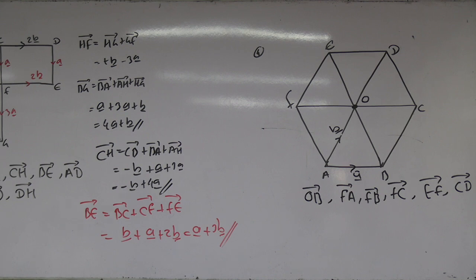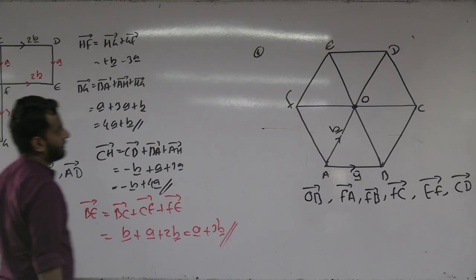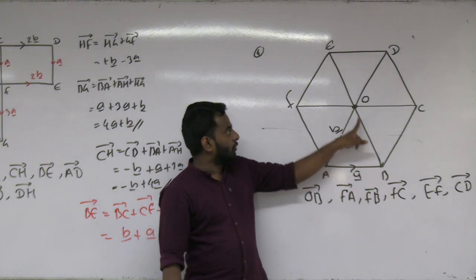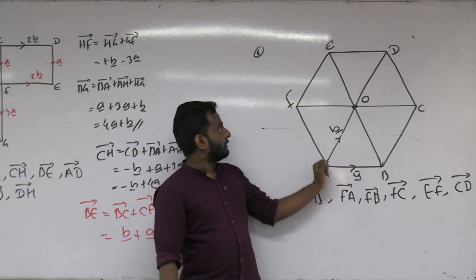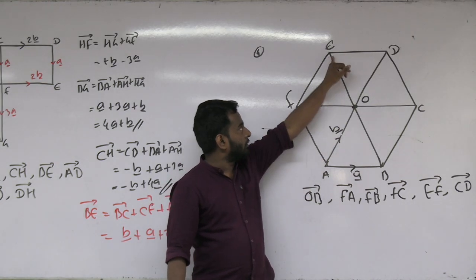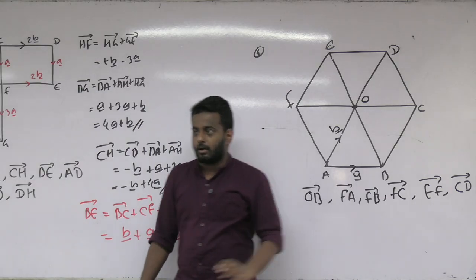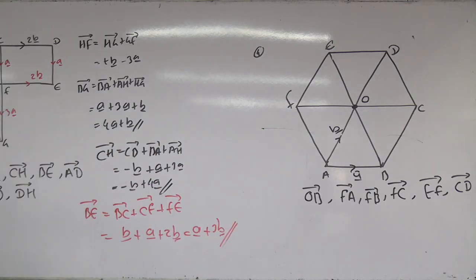Okay, so again what I say is, just mark only the equal vectors. Now for example, in this hexagon, we don't know what BO is. So since you don't know BO, you don't know AF, you don't know FO, then you don't know OE, and then you don't know CD. Okay, just mark only the equal vectors. That's it. Sorry.